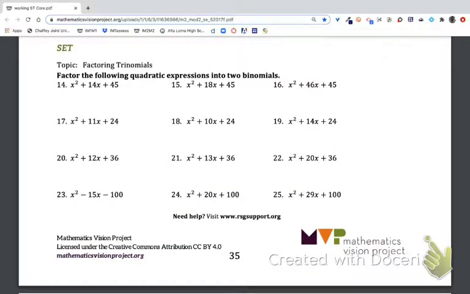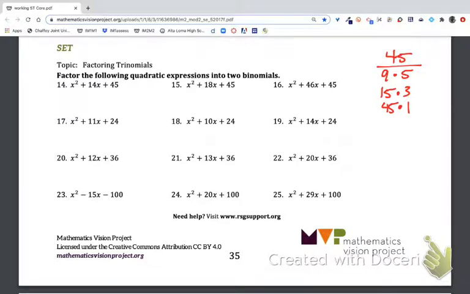All right, the set portion really has a very, very common theme. You'll notice that 45, 45, 45. We need to think of the factors of 45. So we know that we have 9 times 5. We have 15 times 3, and we have 45 times 1. So then the big thing is, which one adds up to which?